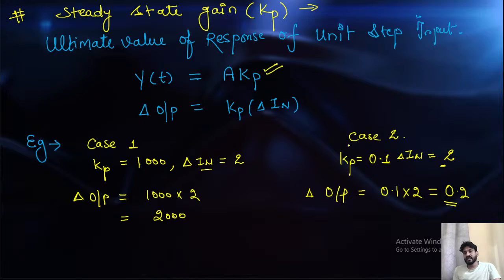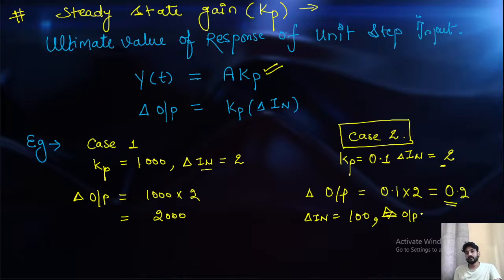And if I talk about case 2, then the 2 unit change gives only a change of 0.2. Even if you take the change in input as 100, my initial temperature is 100 and now my temperature will be 200. Then what will be the change in output? Change in output will be 100 multiplied by 0.1, which is 10. See, here only 2 units make the change 2000, and here 100 units change only 10 units. So here my output is less sensitive towards the input.